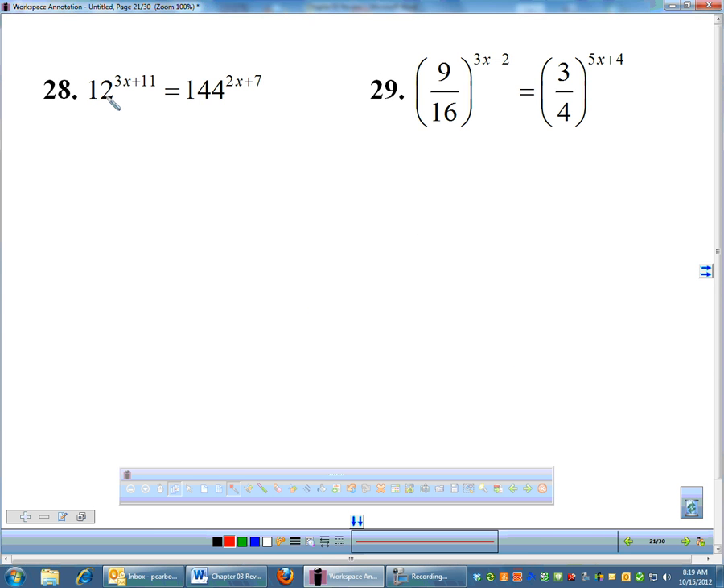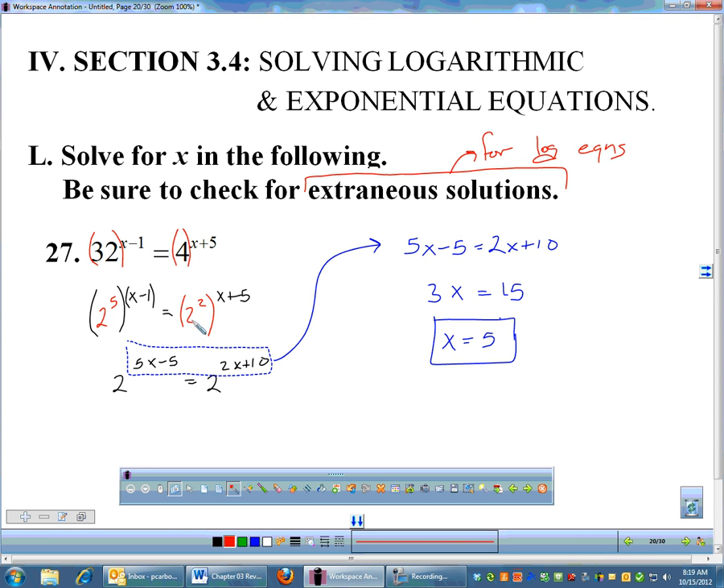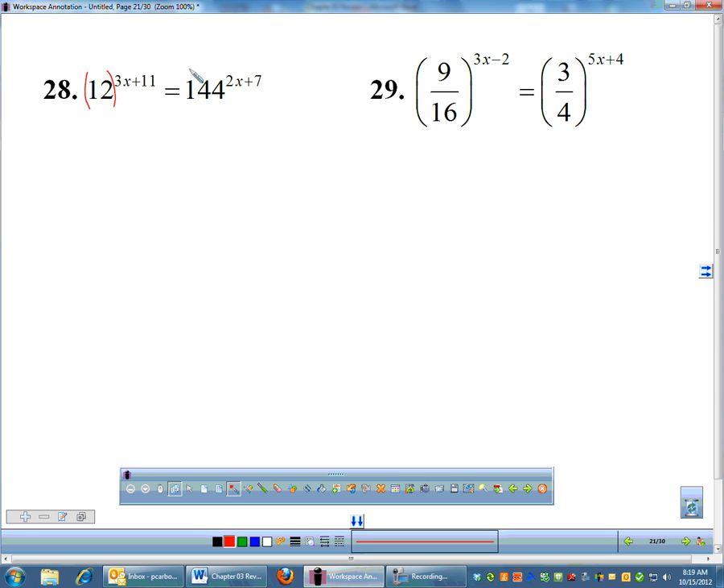Number 28, we have 12 and 144 as our bases. 12 is not a number to a power, like you could write it as 3 times 4 or 2 times 6. But when you're trying to change the base, you're looking for like 3 squared or something like that, the way I changed 32 to 2 to the 5th and 4 to 2 squared. So 12 won't break down, but 144, hopefully, you know that 144 is 12 squared. And that's good because my other side has a base of 12. 2x plus 7 equals, and the one on the left side is just going to hang as it is. Hang. It's hanging out over there.